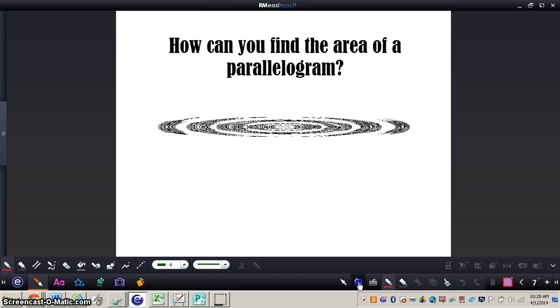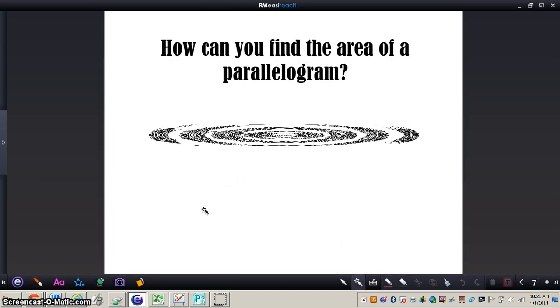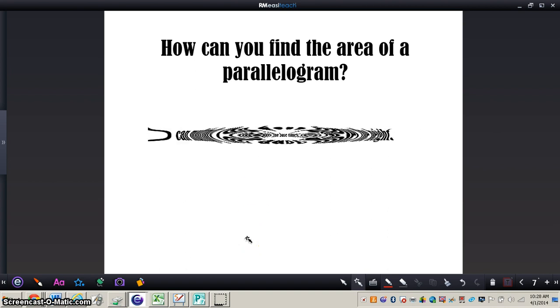Okay, so concluding this video, I'm going to take a look at how can you find the area of a parallelogram for our essential question. And the answer to that is you can multiply the base times the height to find the area of a parallelogram. If you have any questions about this concept, please come and see me.